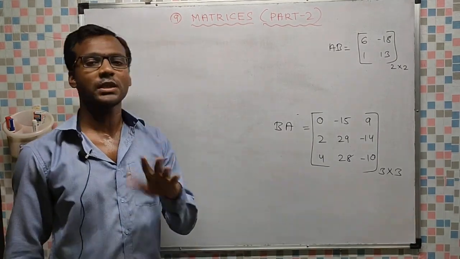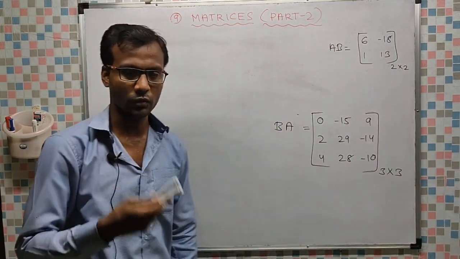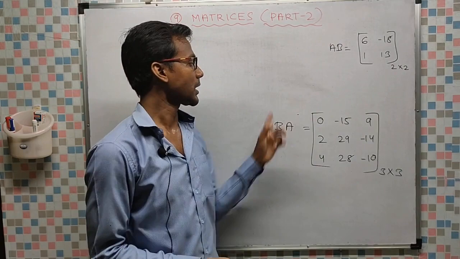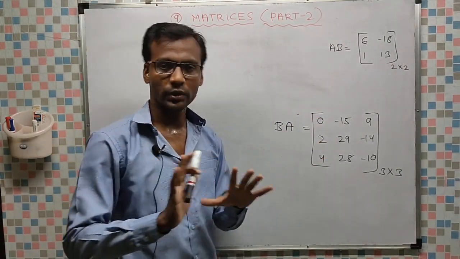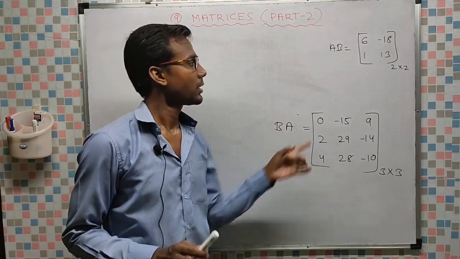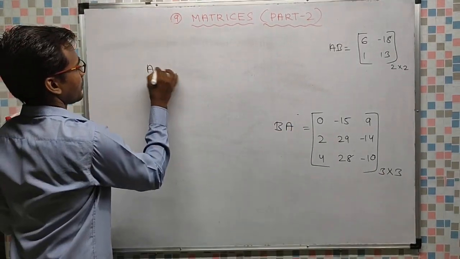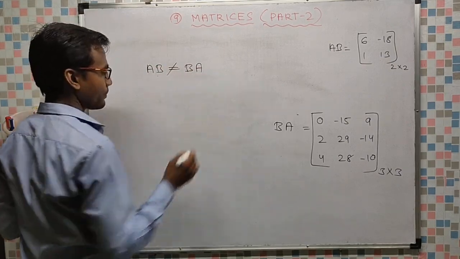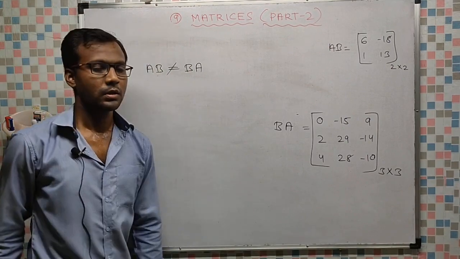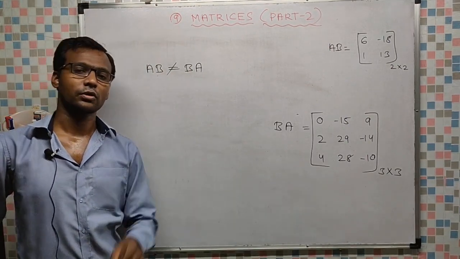And even if it is possible, in this case it was possible. The example we took, A into B was possible, B into A was also possible. You can see, although both are possible, A into B, B into A, but they are not same. A into B or AB is not equal to BA.